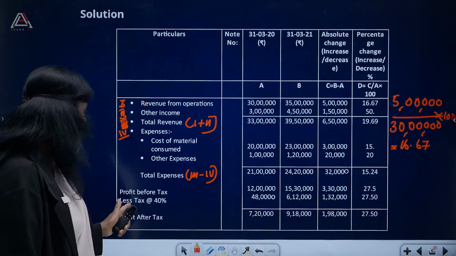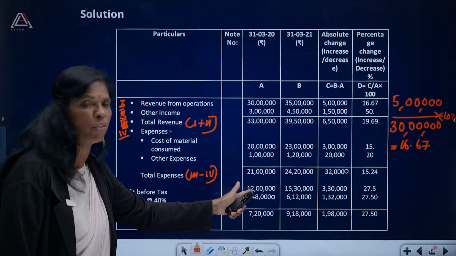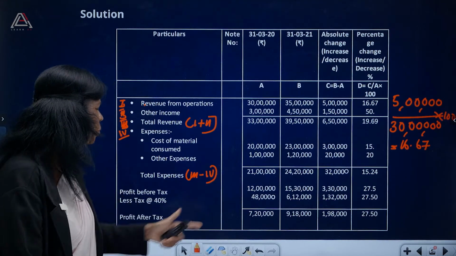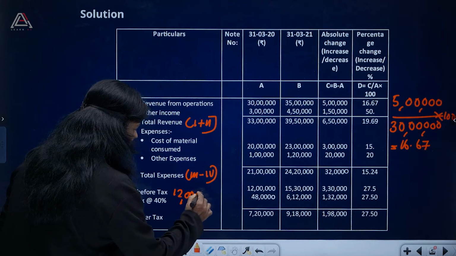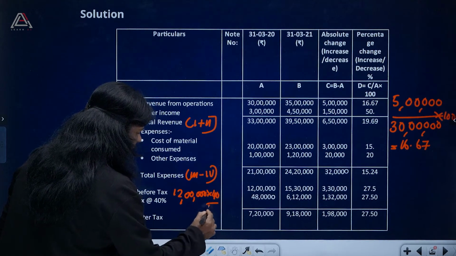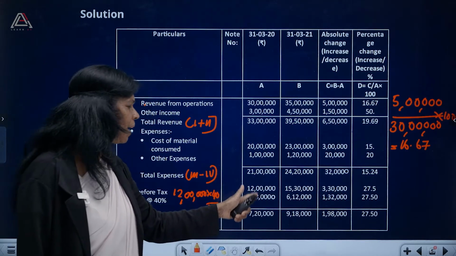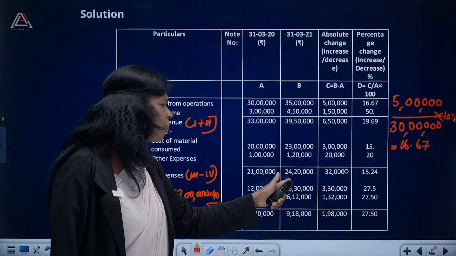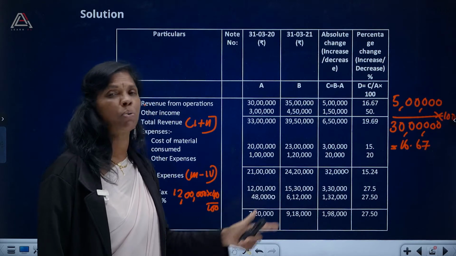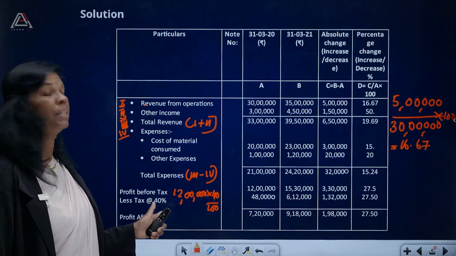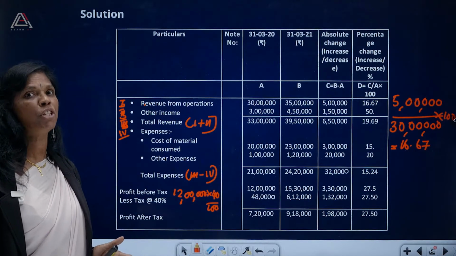Then sixth item, less tax. Tax rate given in the question is 40%. This is profit before tax. So 40% of 12 lakh. First case, 40% of 12 lakh is 4 lakh 80,000. Here 40% of 15 lakh 30,000 is 6 lakh 12,000. Okay, have you understood how that tax percentage we have to calculate it? That is 40% of profit before tax.